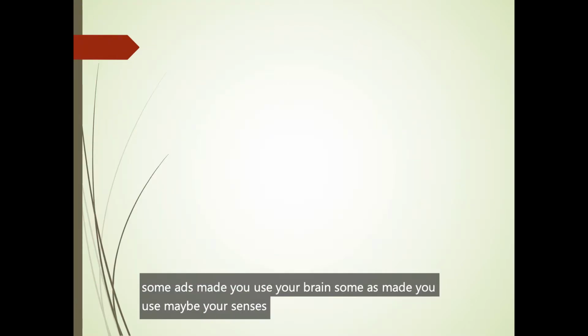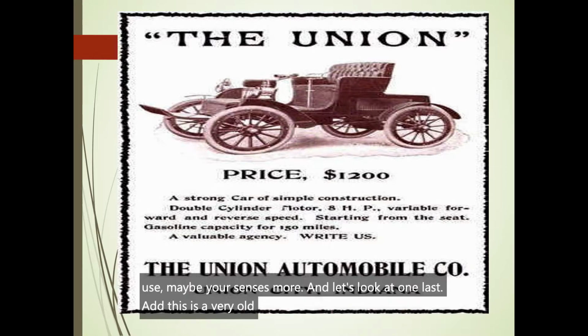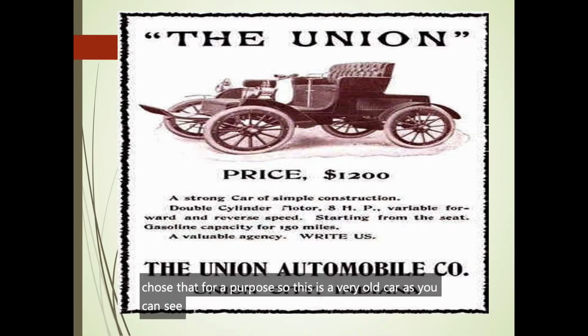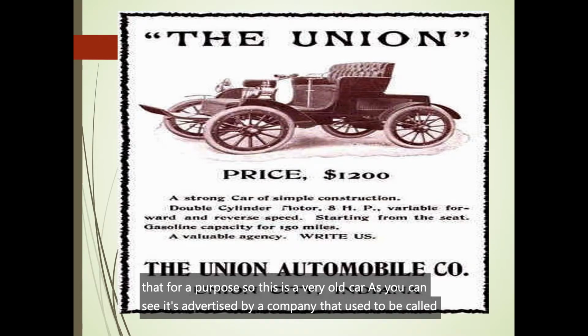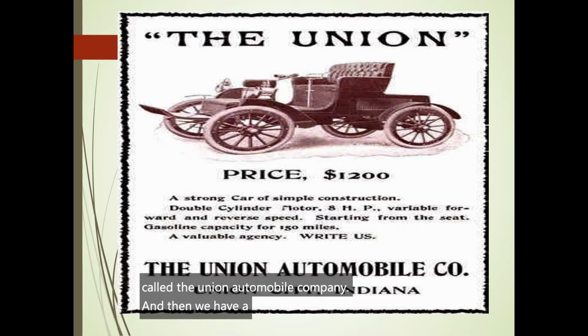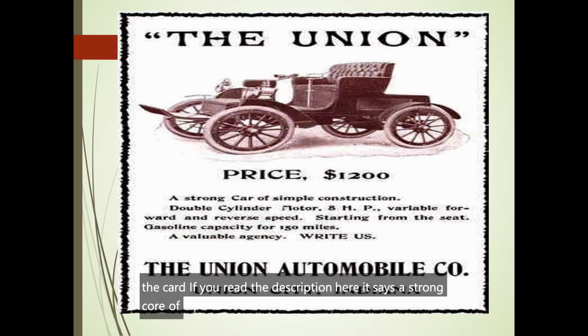And let's look at one last ad. This is a very old one. Okay, so don't laugh. But I chose that for a purpose. So this is a very old car, as you can see. It's advertised by a company that used to be called the Union Automobile Company. And then we have the price, we have information about the car. If you read the description here, it says a strong car of simple construction, double cylinder motor, blah, blah, blah.